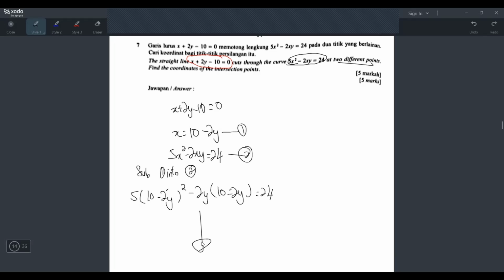And then if you keep going, you will get two answers for y, and that will be the y coordinates of the intersection points. Then how to find the x coordinates? You substitute back into equation 1. And then you will get the two coordinates of the intersection points.